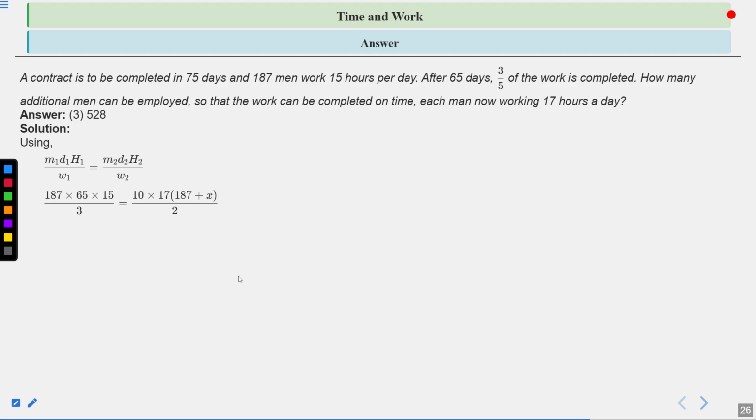If we let the total work be 5 units, they complete the 3 unit work, which equals the remaining 10 days into 17 hours per day, and the number of men, we let it be x more men. 187 is already working, x we add, so 187 plus x, and the remaining work is 2 units, so we can compare it. When we simplify it, we get the value of x, which is 528 men. So the third one is the correct answer of this question. Next one.